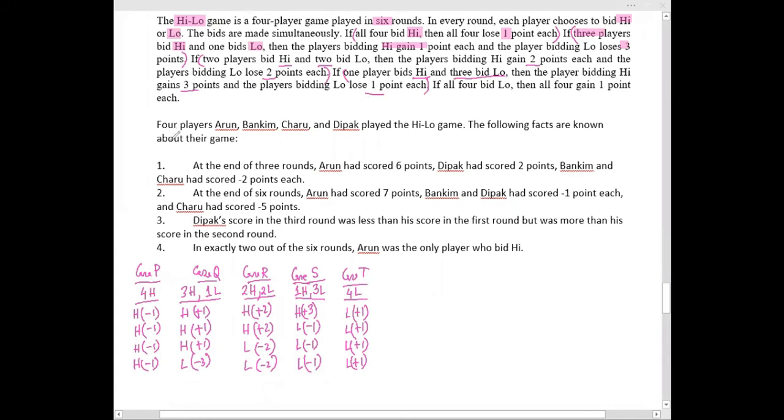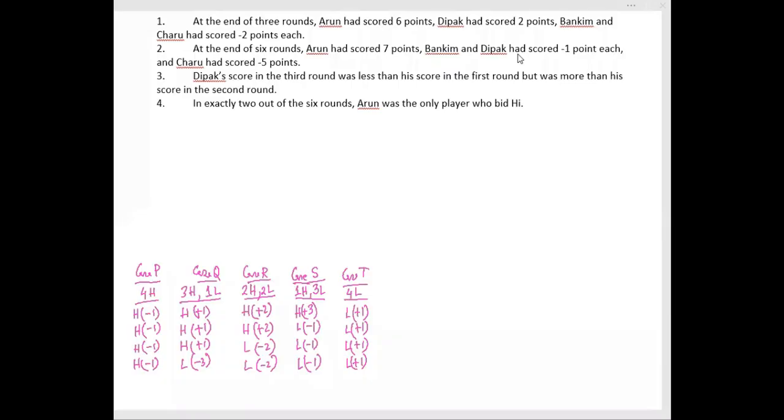Now the next information: 4 players A, B, C and D played the high-low game. Following facts are known about their game. At the end of 3 rounds, Arun had scored 6 points, Deepak had scored 2 points, and Bankim and Chiru both had scored -2 points. Let us try to increase our space to do something better.